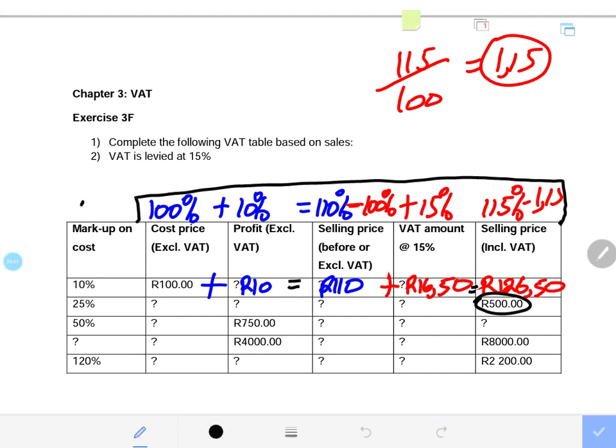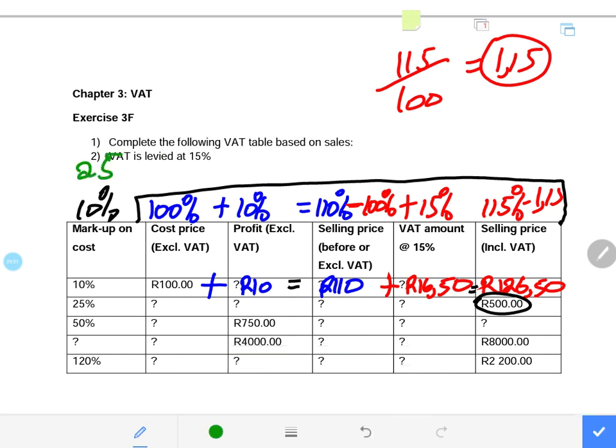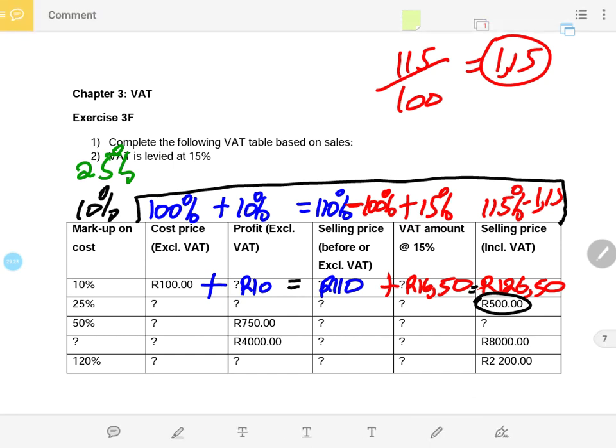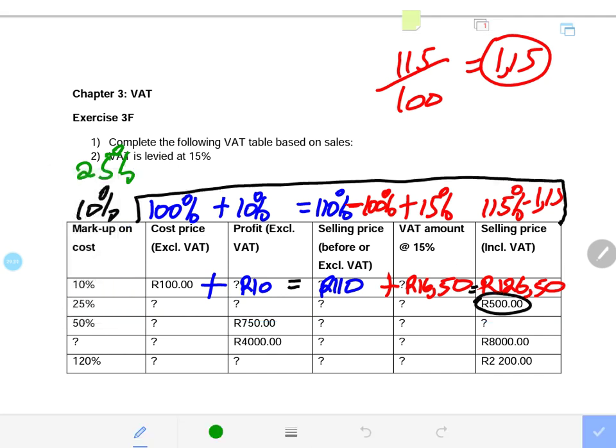Now on that same note, we have the 500. What are we looking for? We are looking for the VAT amount first. We know for sure that this 500 is out of 115%. It does not change because we added 15%. If the selling price including VAT is 500, then percentage wise, this 500 is out of 115%.